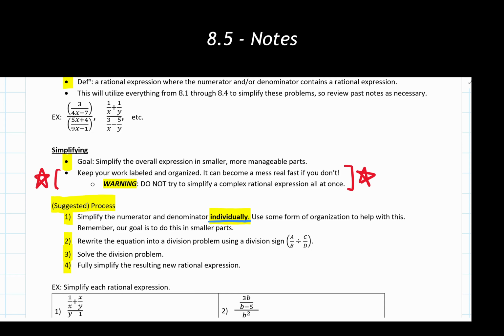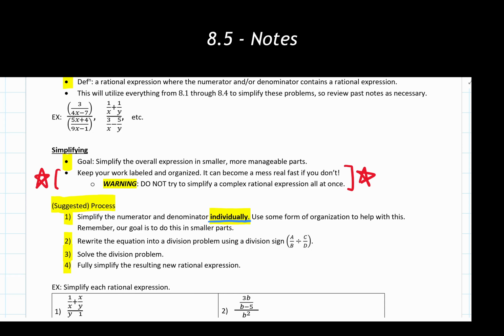Our goal is to do this in smaller controlled parts, and I think we're going to see in this first step of simplifying, if you can break this down into smaller, more manageable, organized parts, these problems become a lot easier to work with and less overwhelming. After we've simplified the numerator and simplified the denominator, we're then going to rewrite the expression into a division problem using a division sign.